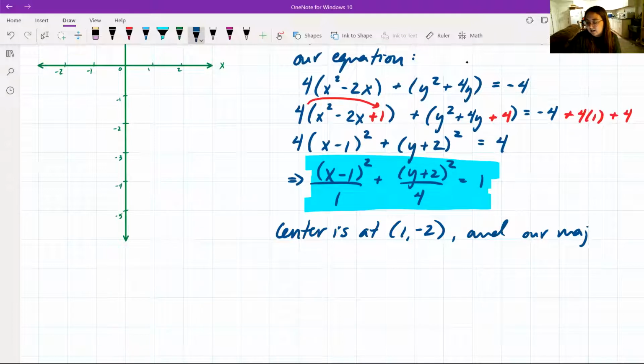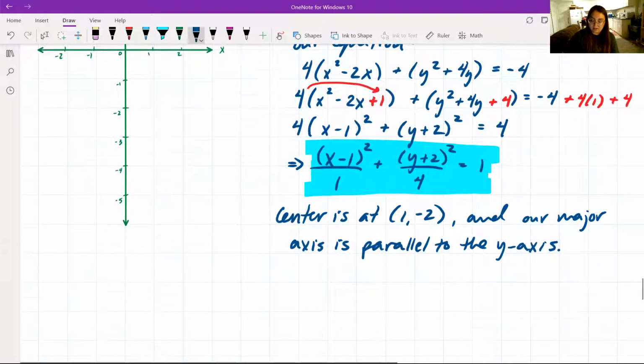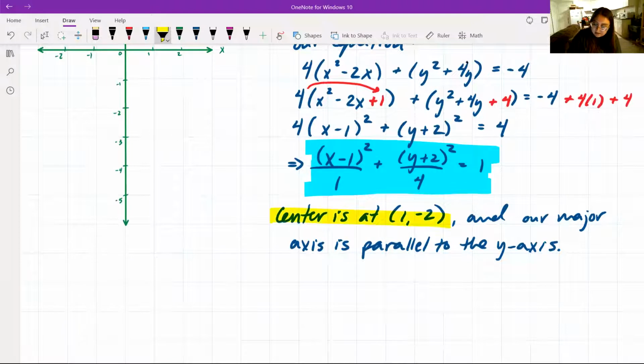and our major axis is parallel to the y-axis. It's parallel to the y-axis because we see we have the bigger value in the y term's denominator. We have y plus 2 squared over 4 as opposed to our x minus 1 squared over 1. So our center is at 1, comma, negative 2. That's one of the things that we wanted to find.